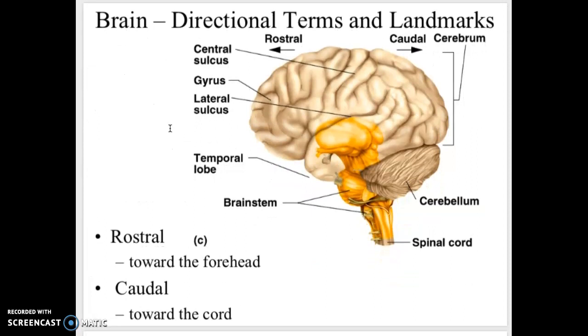A few other terms that I might use. Rostral means towards the forehead, and caudal means towards the cord. It's kind of like anterior and posterior, except in order to do comparative anatomy between species, like with a pig or something, we need to have rostral and caudal instead of anterior-posterior.